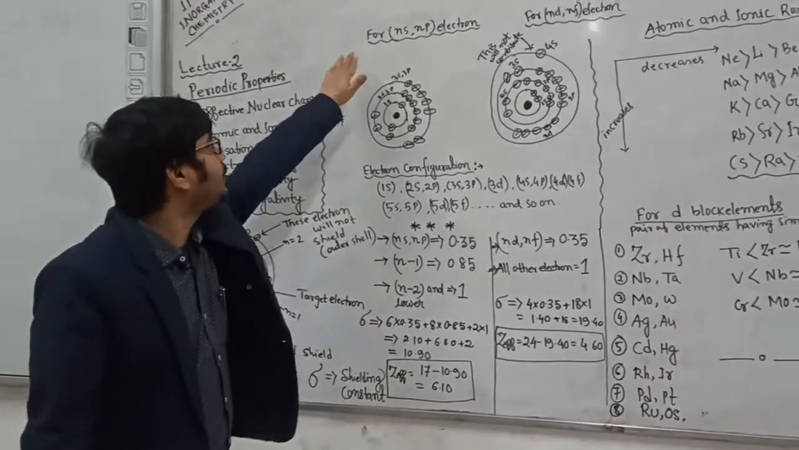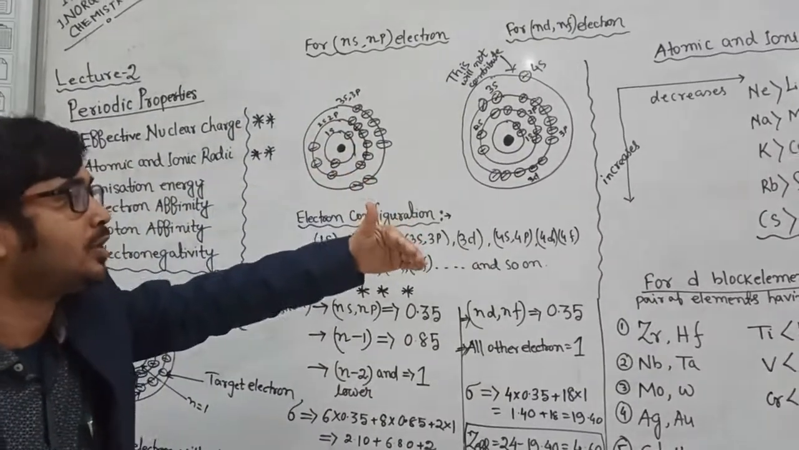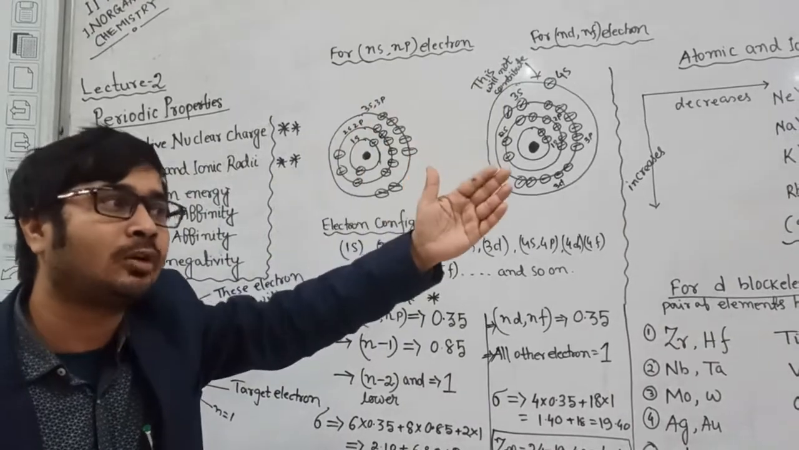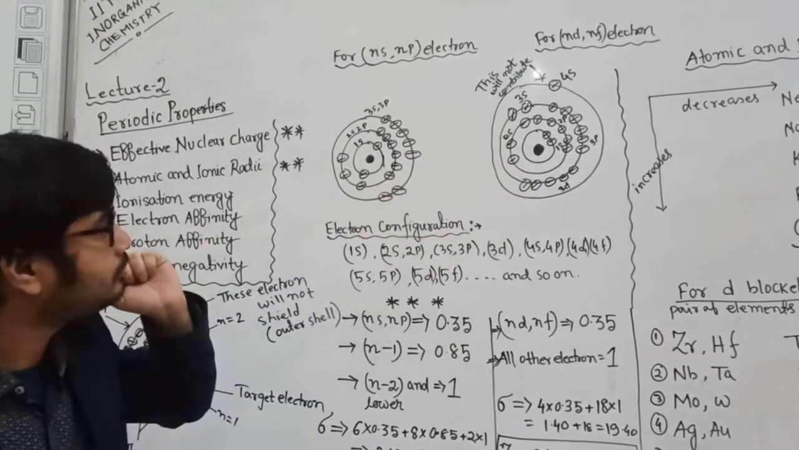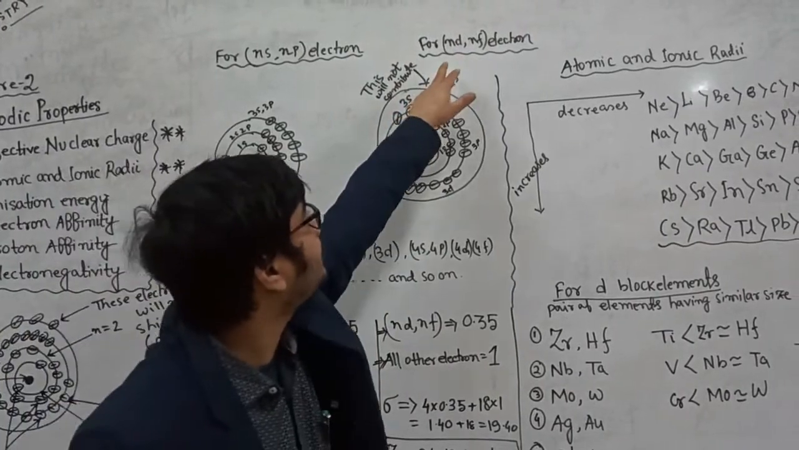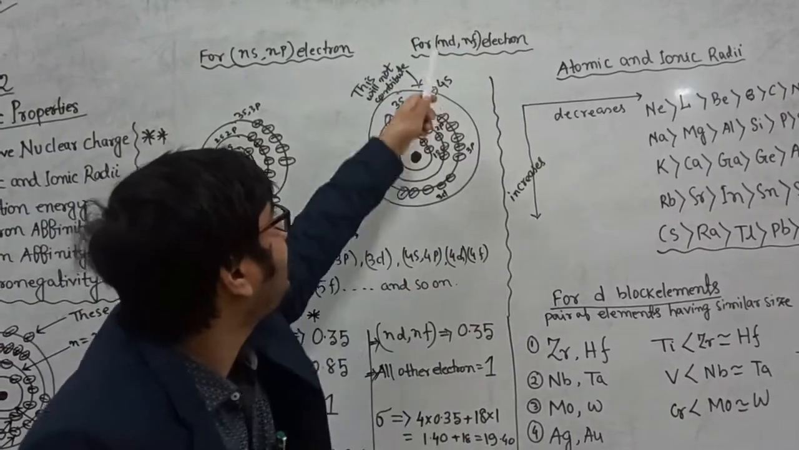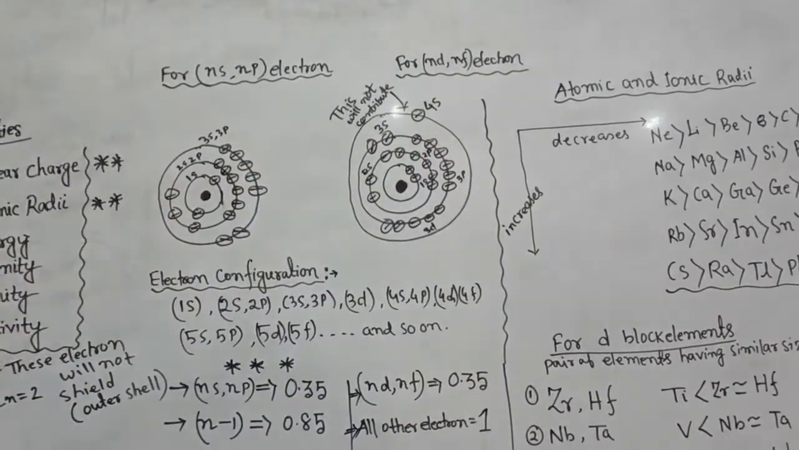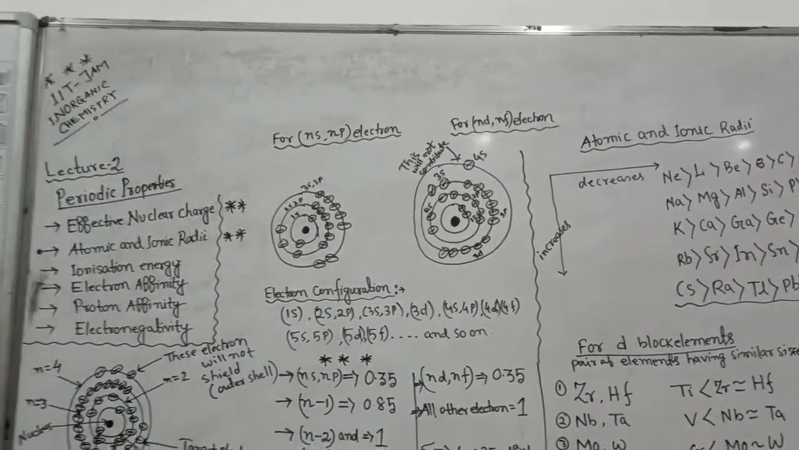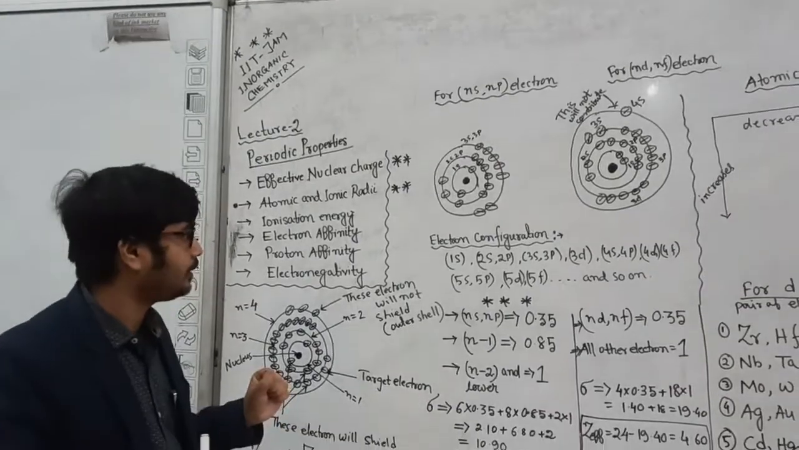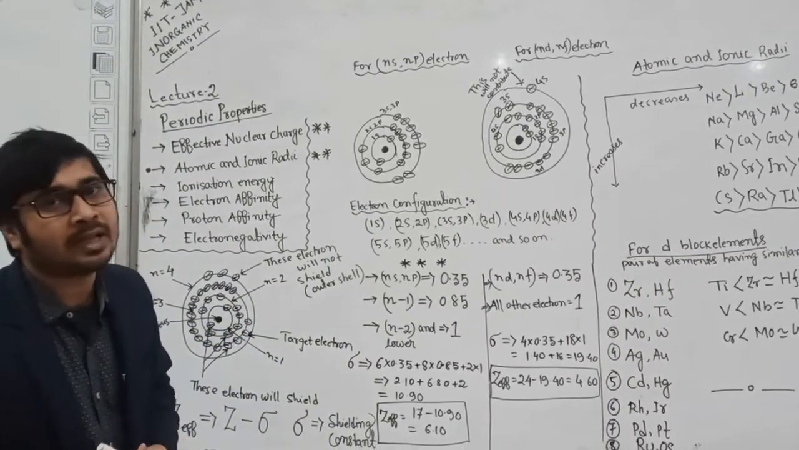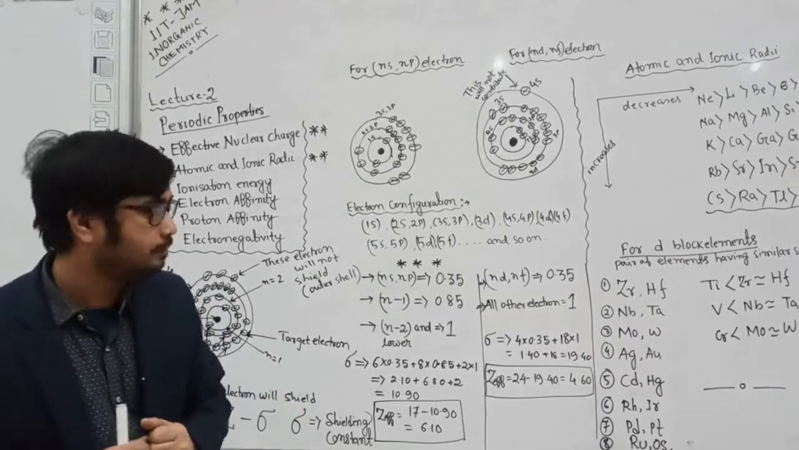You may be asked to calculate the effective nuclear charge for either s and p electrons, that means electrons that can be in an s orbital or in a p orbital, or in another case you can be asked to calculate effective nuclear charge for d and f electrons. So there are two different sets of rules to calculate the shielding constant. These rules are given by Slater and are sometimes known as Slater's rules.